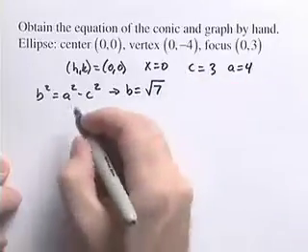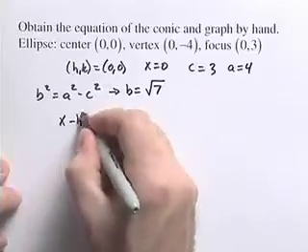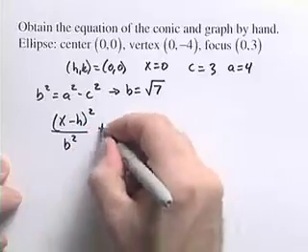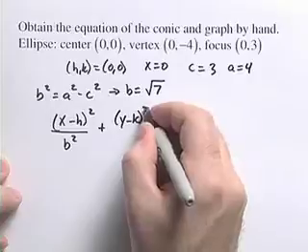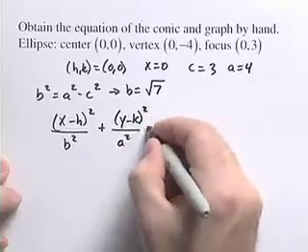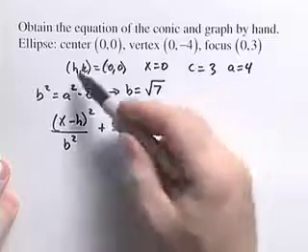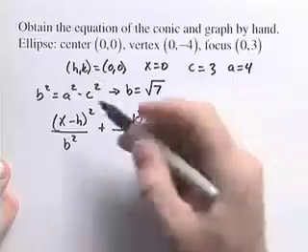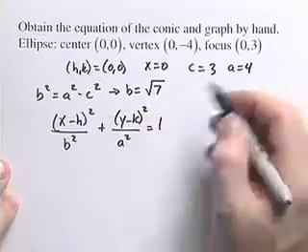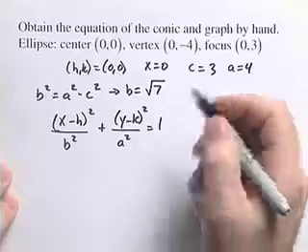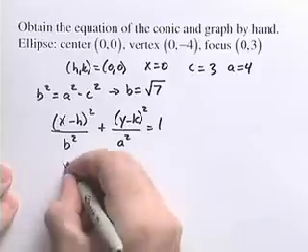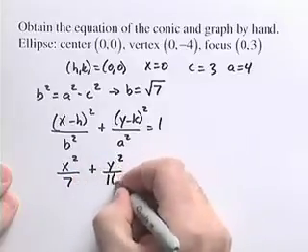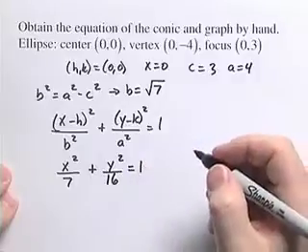Our ellipse then is going to take on the form x minus h quantity squared divided by b squared plus y minus k quantity squared over a squared is equal to 1. Here we know h is 0, we know k is 0, we know b is equal to the square root of 7, which means that b squared is equal to 7. We know a is 4, so a squared will be 16. Therefore, our equation is going to be x squared over 7 plus y squared over 16 is equal to 1.